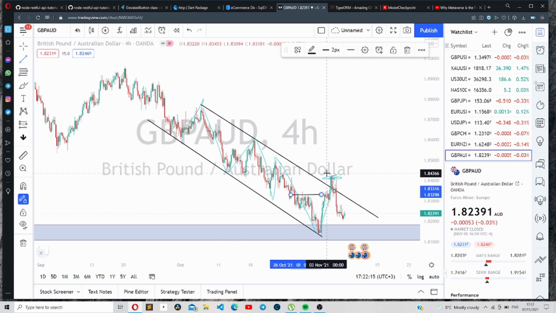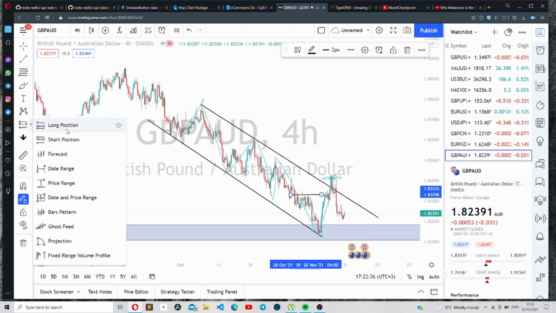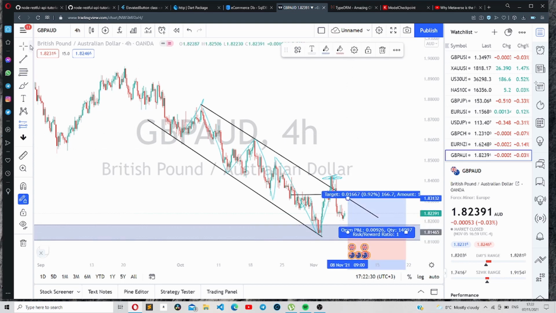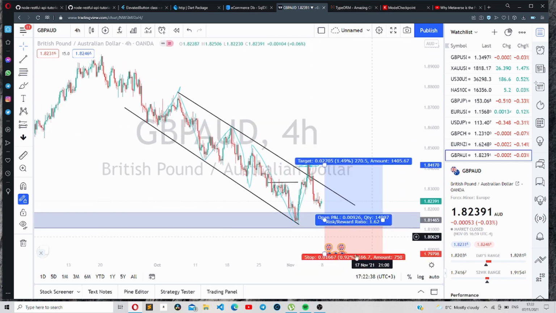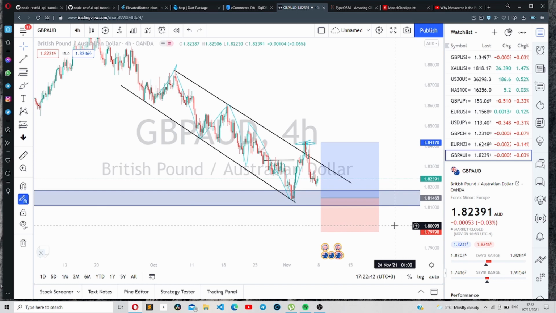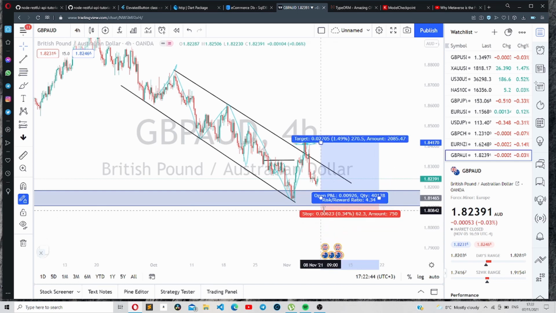Which demand zone is responsible for breaking the market structure? As you can see here, this demand zone is responsible for breaking the previous market structure. So what are we looking at on GBP AUD? Since we were in a downtrending market, the market structure has shifted. We are now in an uptrending market.